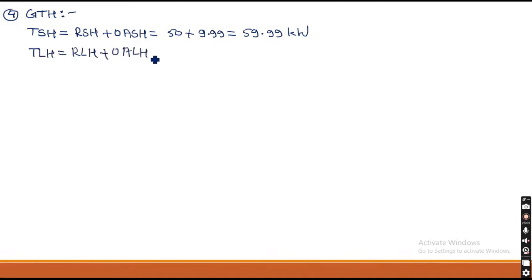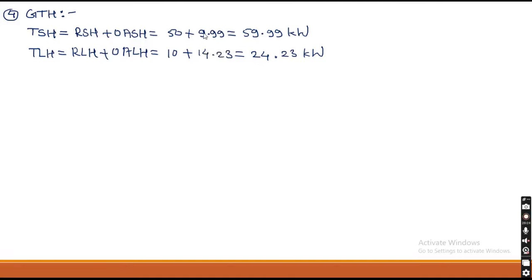Similarly, total latent heat is equal to room latent heat plus outside air latent heat. And room latent heat is given to us in the numerical, 10, and outside air latent heat, just now we calculated that, 14.23. So if we sum it, we get 24.23 as a total latent heat.